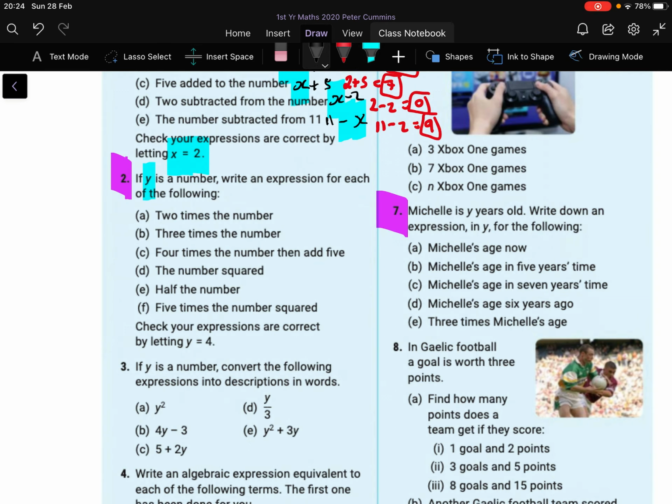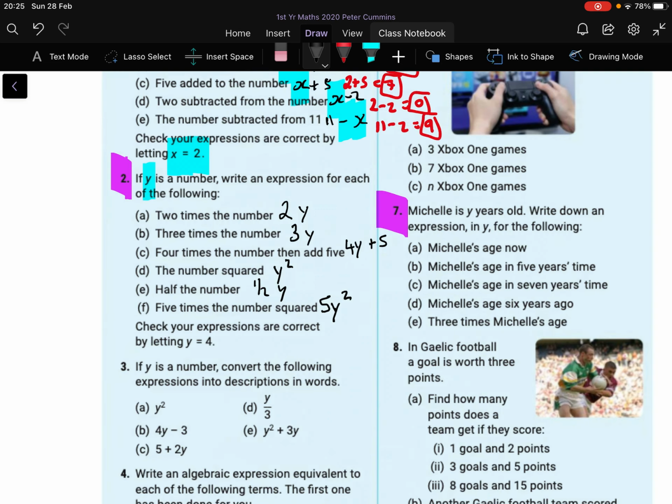Okay, so fair enough. 2 times the number, so whatever y is, it's just going to be 2 times y. 3 times the number is just going to be 3 times y. 4 times the number, and then add 5. So 4 times the number, there it is, 4y, and then add 5. See the way I'm putting the words into algebra. The number squared, we don't know what the number is, so y squared. Half the number is just going to be half of y, or 0.5y if you want, or y over 2. 5 times the number squared.